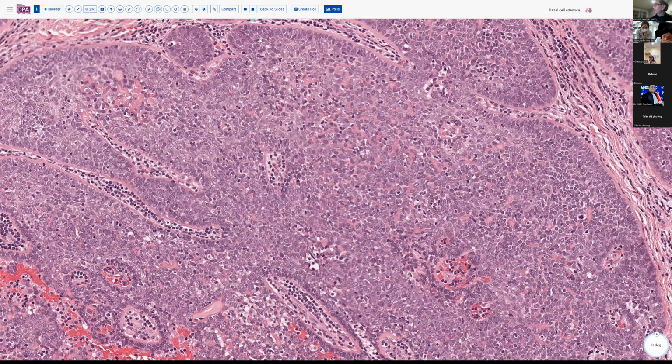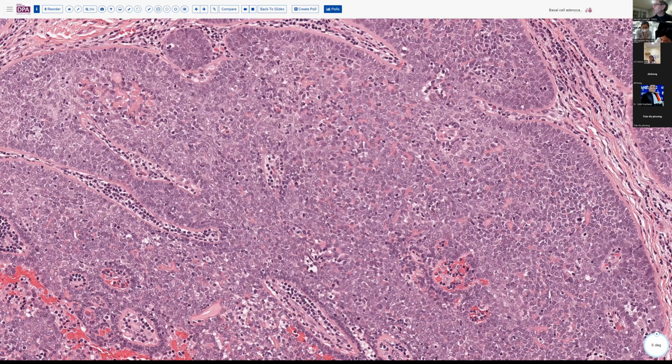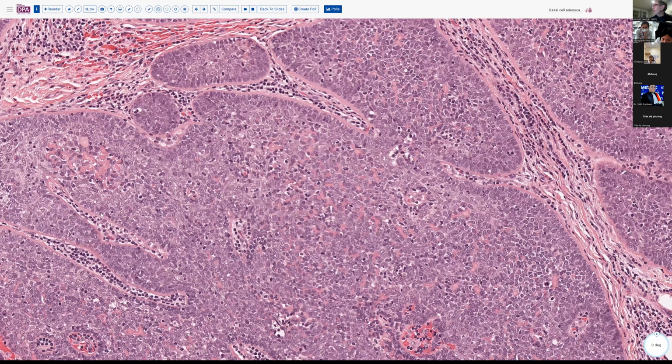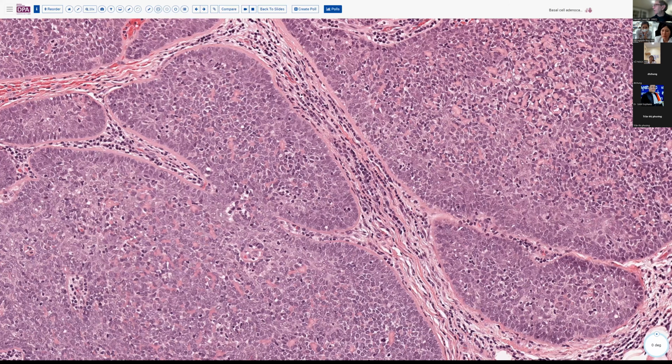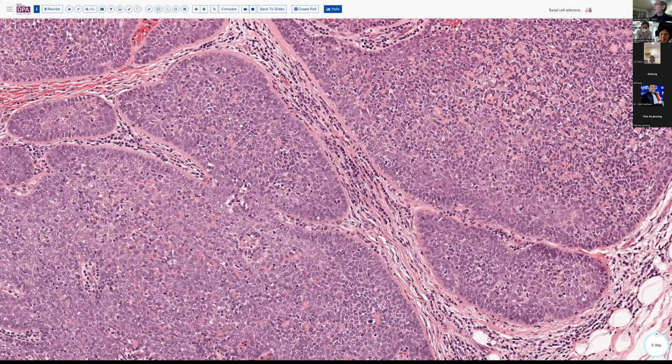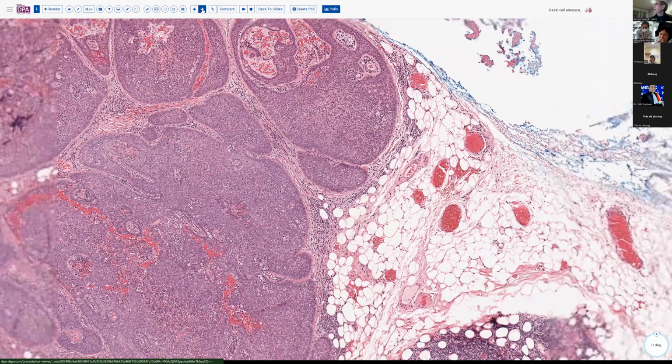These basal cells might stain with the calponin, whereas the epithelial markers might be positive in other areas more towards the lumina. And here you can see a little bit of that hyaline type material being formed. Okay, so we'll go on to the next slide.